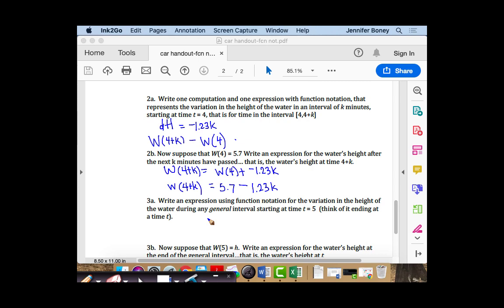So either of those, so write an expression for the water's height. Since we're given a value for W of 4, I could write this instead, but either of these is an expression for it, as opposed to, what I mean by an expression is write out something that will give us the height, but this one isn't necessarily computable because I don't know what k is. This is just in general, for any k minute period, and if I told you a value of k, we could get a number now. But just an expression, meaning you don't have to find a numerical value for it, but some way to demonstrate how you would compute this.